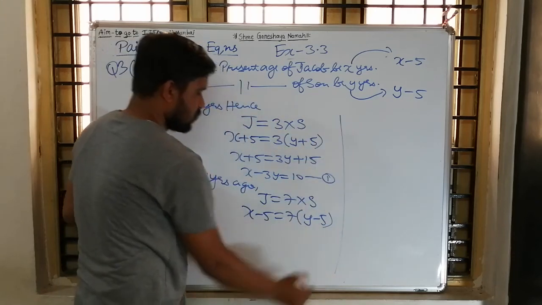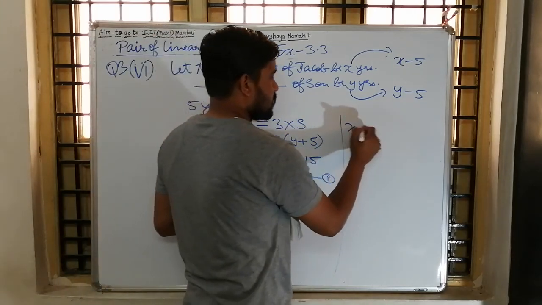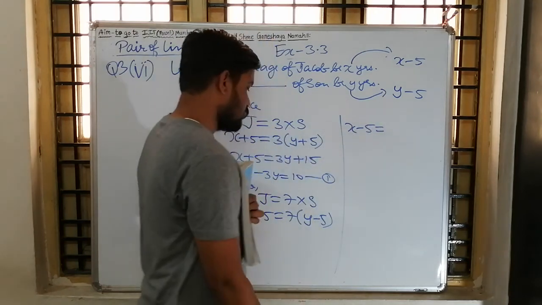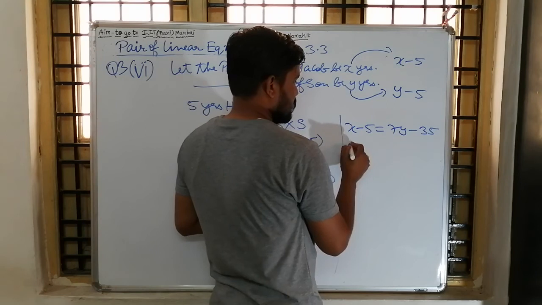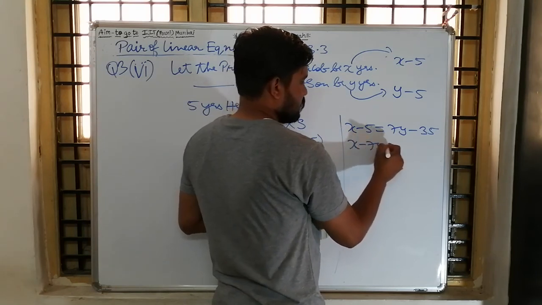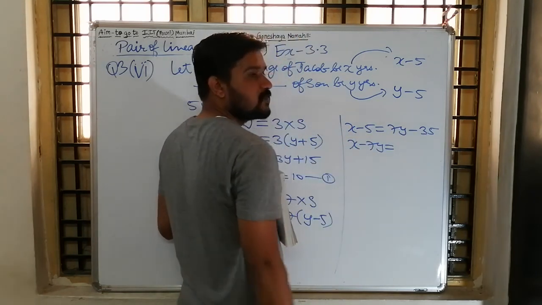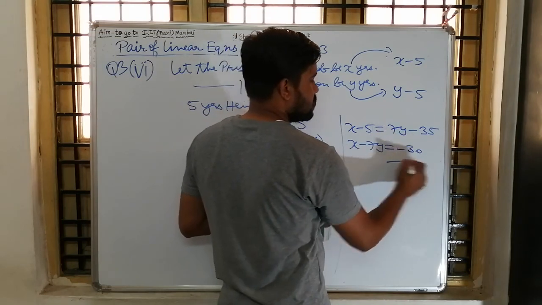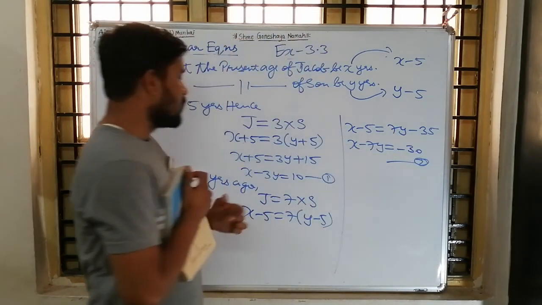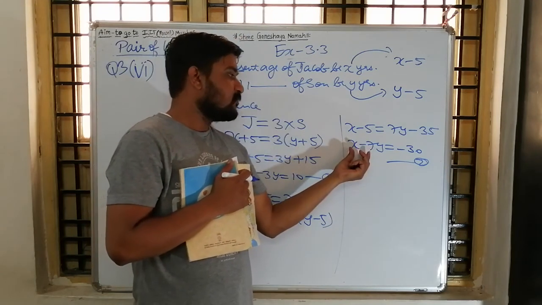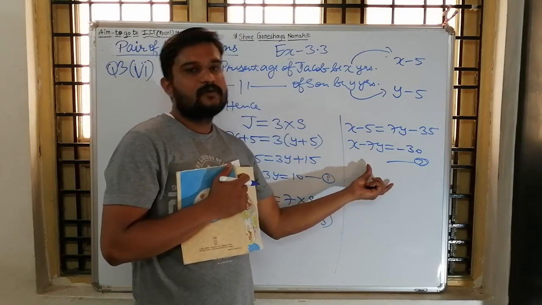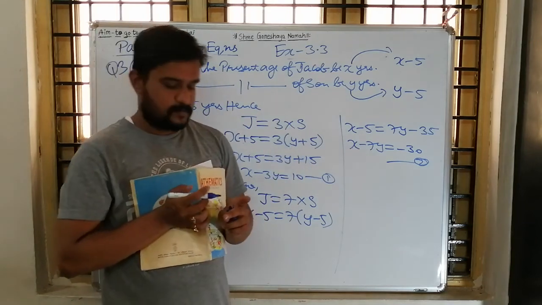Okay, now you have to solve this equation. So it will become X minus 5, which is equal to 7Y minus 35. So X minus 7Y, which is equal to minus 35 plus 5 is minus 30. This is your second equation. Now you have got both the equations. You have to find the value of one variable and place that variable's value in the other equation.